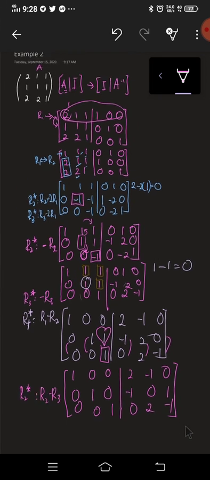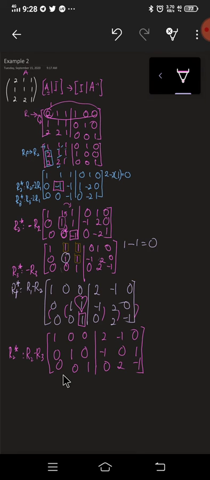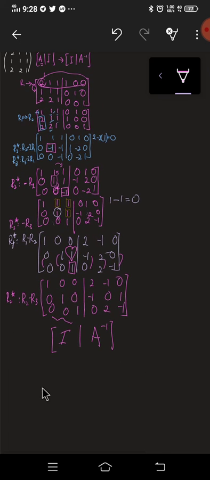So what we can see here, the left hand side is already identity of 3 by 3 matrices. So we get our target, the left side is identity. So what will we have as the right side? So it will be the inverse of A. So we can write down the results. What is the inverse of A? It will be a matrix of 2, negative 1, 0, negative 1, 0, 1, and 0, 2, negative 1.